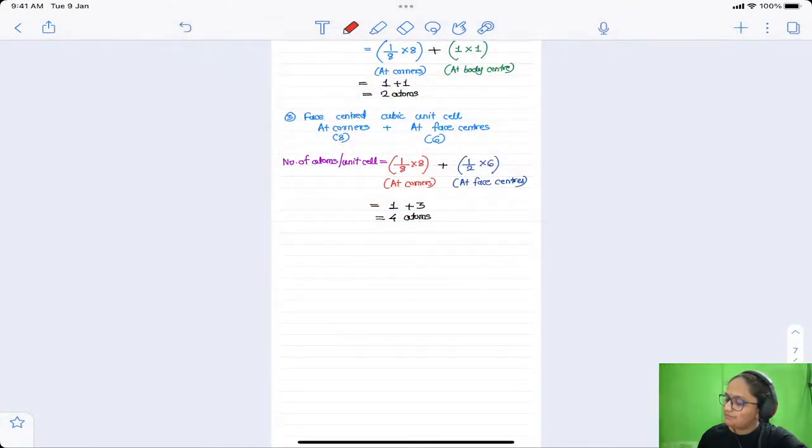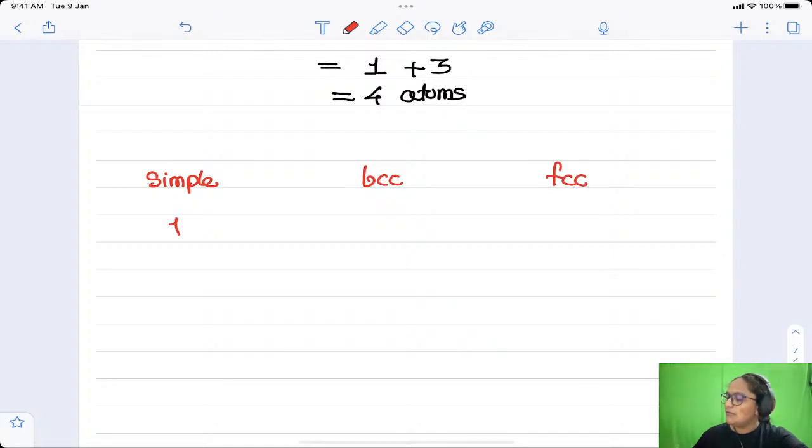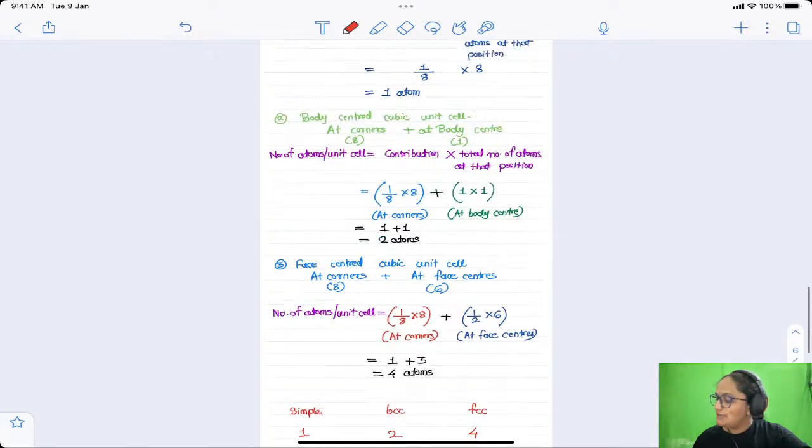Okay, let me just write down. So the total number of atoms per unit cell for simple, then BCC and FCC. It was 1, 2 and 4. Okay, 1, 2 and 4. So this is how you can remember that these are the total number of atoms per unit cell for different types of the unit cell.